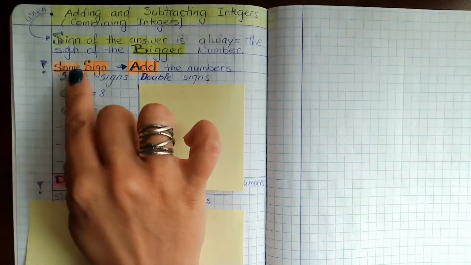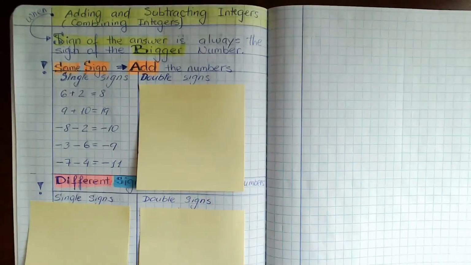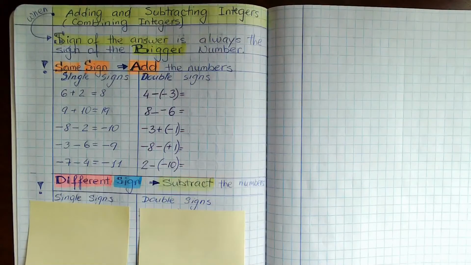And we said, if the numbers have the same sign, we add the numbers, and the sign of the answer is always the sign of the bigger number in adding and subtracting. But what if we have double signs? So here are some examples of how problems can look like.